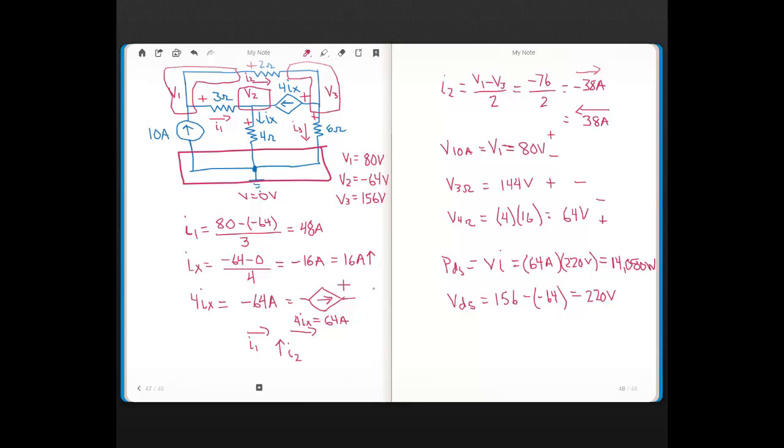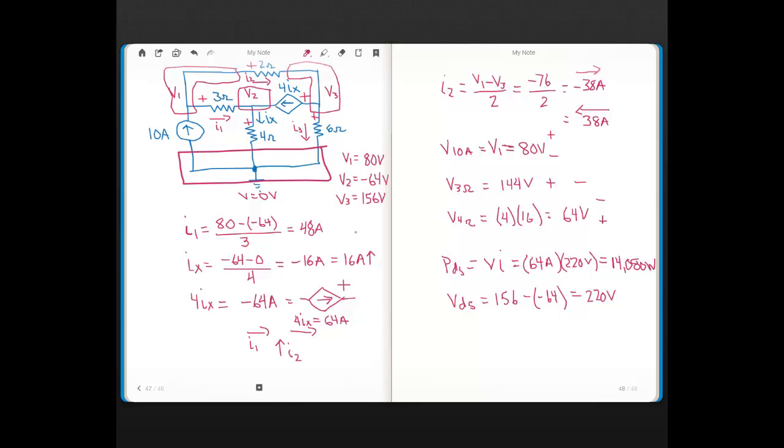So this was another example where we achieved our answers through node voltage method, but then once we have the answers, we're using things we learned prior to node voltage method: Ohm's law, KVL, KCL, what we learned about power being absorbed and power being supplied by looking at the direction of the current at the higher voltage end of the element. All those things we're using in these problems.